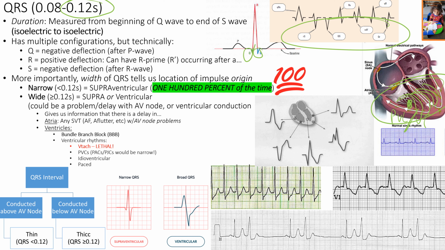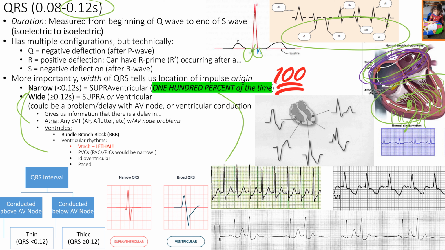So more important is, is it wide? Because if it's wide, that means that it could be ventricular in origin. Now the caveat here is that if it's narrow, that means it's always coming from the atria, 100%. There's no way that it came from the ventricles if it is narrow. But what if you have an SVT or a really fast heart rate up top, and it's going through the ventricles really fast, and they have a bundle branch block? Well, that's going to be wide, isn't it?